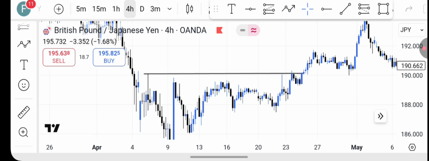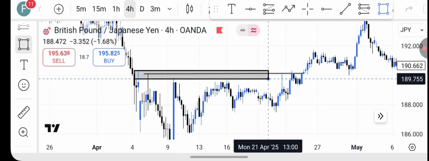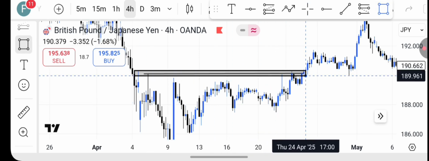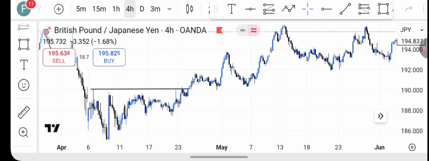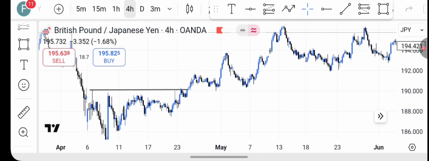So first of all, we had a change of character at this point, a valid one. Second of all is a continuous break to the upside, because for an up movement to be valid, you must have a continuous break to the upside, having higher lows and higher highs. That's the way you can scale up in the game.